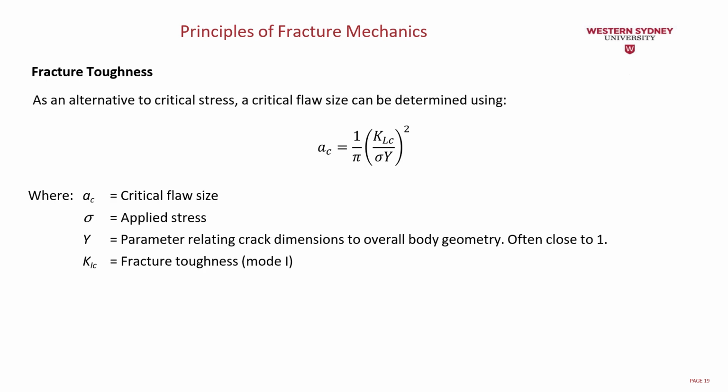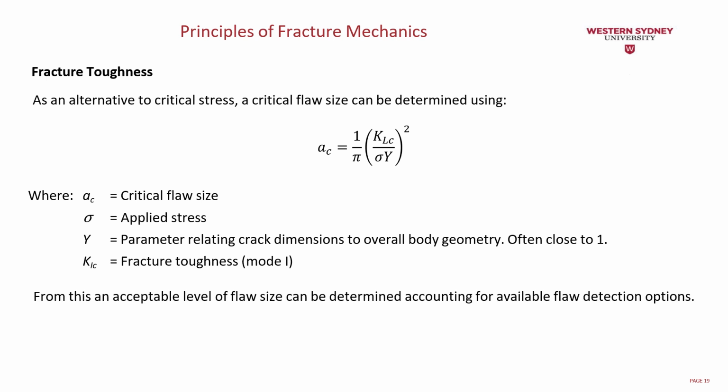So as an alternative to the critical stress, a critical flaw size can be determined using the equation: a_c is equal to 1 over pi multiplied by the square of K_IC divided by sigma Y. Now you can see that this equation is actually a rearrangement of the previous equation. So again, a_c is the critical flaw size, sigma is the applied stress, Y is the parameter relating the crack dimension to overall body geometry, and K_IC is the fracture toughness in mode 1. From this, an acceptable level of flaw size can be determined, accounting for the variable flaw detection options.